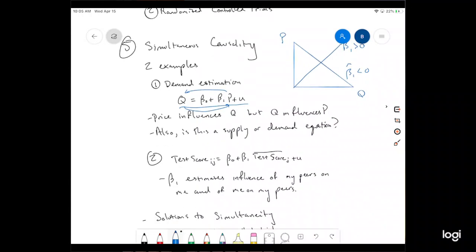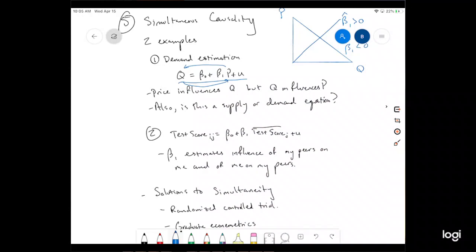The second example of simultaneous causality is what we might call a peer effects regression, or how do my peers affect me? In this case, I've written down a model that says that the test score of individual I in group J is a function of the average test score of my group J. So if we just look at this regression naively, we might think that we're estimating the effect of the average test score in my class on my test score. And that's what beta 1 would be picking up.